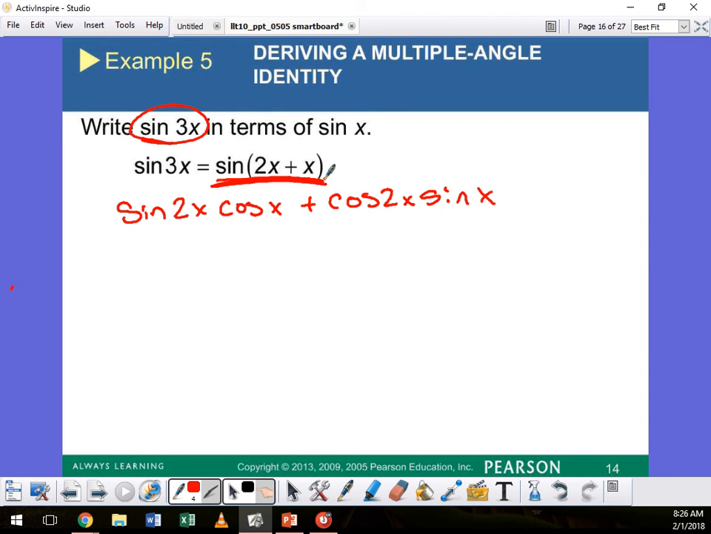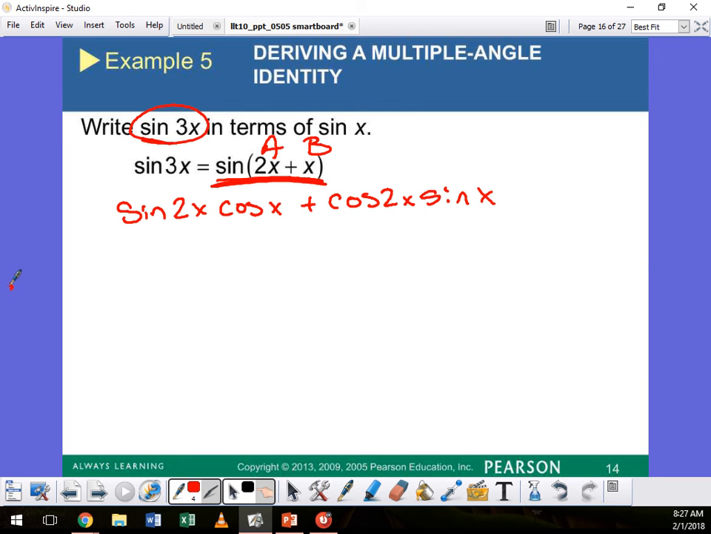Yes. When I have sine of, this is my A, this is my B, this is the addition, right? I believe we did this one last section. So that's the addition, so we have this. Now I'm going to replace, because I write it in sine of x, I don't want any double angles. No double angles. So I'm going to get rid of my double angle.